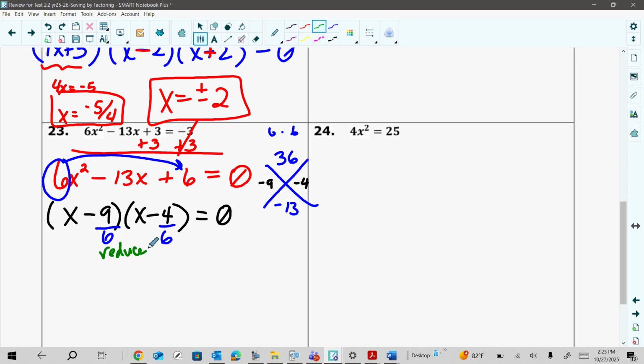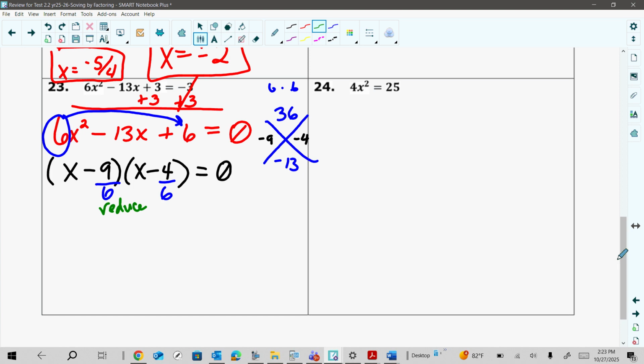Now, I'm not going to put this in factor form. I just want to reduce each of these fractions here. Why does it keep doing that? I'm sorry, guys. So this can be reduced by, hold on.